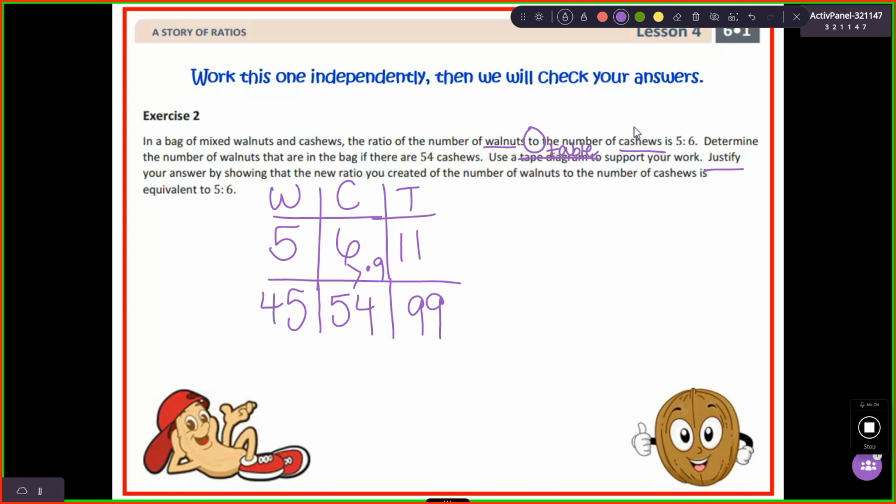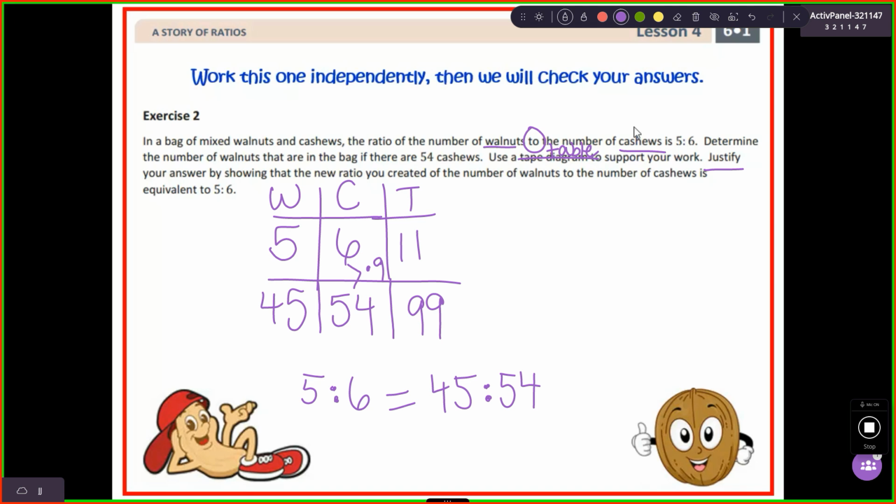Does this justify? So all I need to write down is what ratios are equivalent. So it was 5 to 6 is equivalent to 45 to 54. And guys, that's the best thing about using a ratio table, because it justifies your work. So if you're ever asked to show your work, it's going to be looking for a ratio table, and it helps you understand what you don't know.